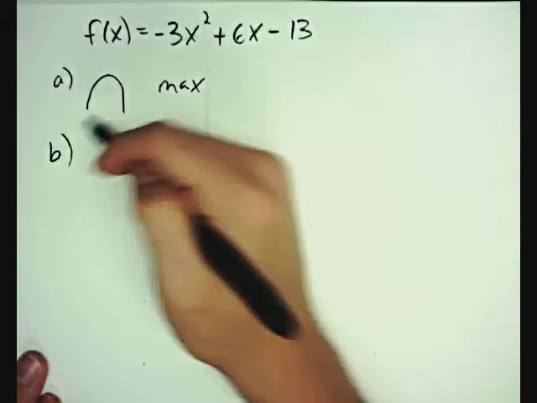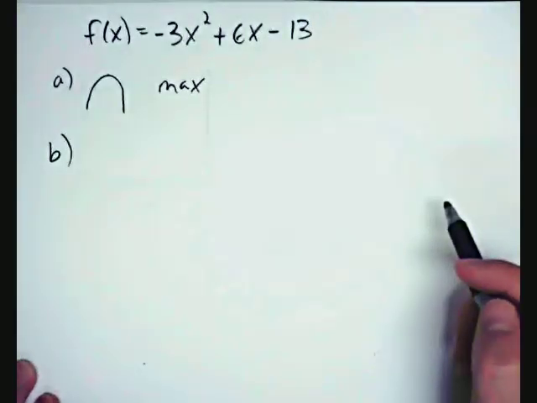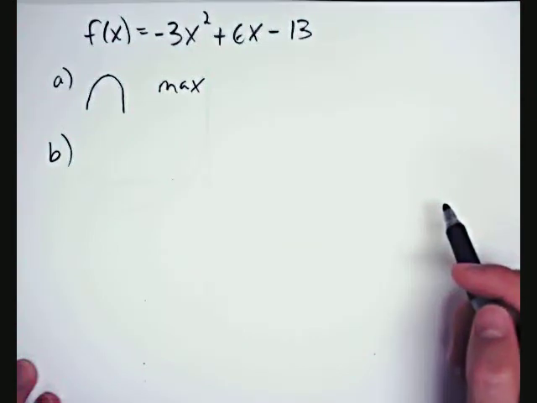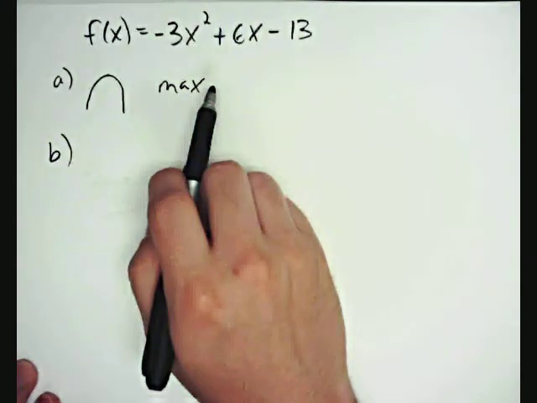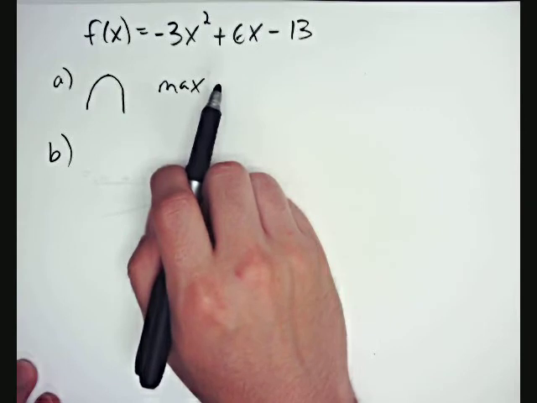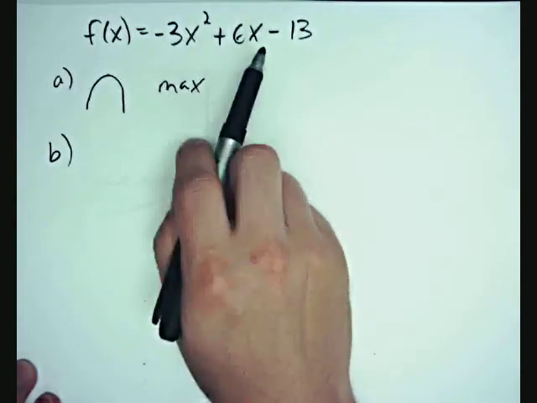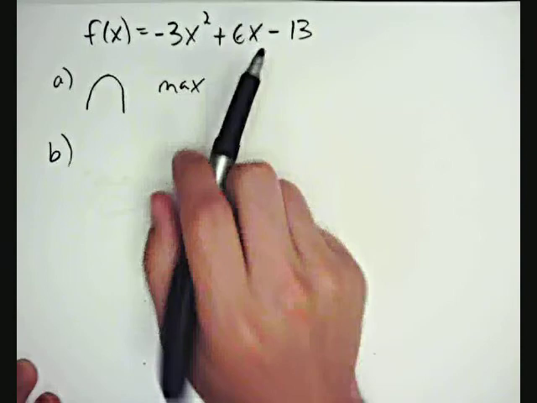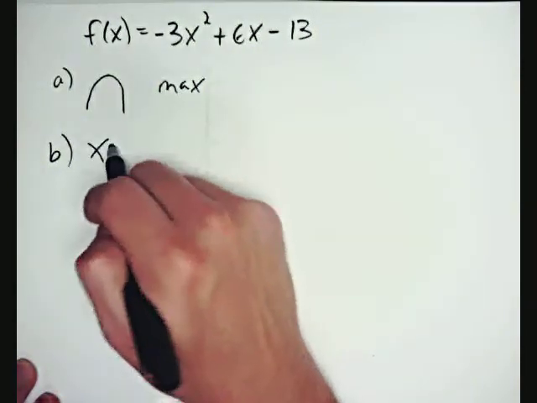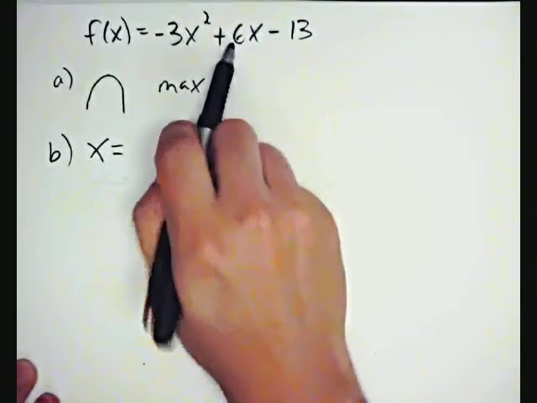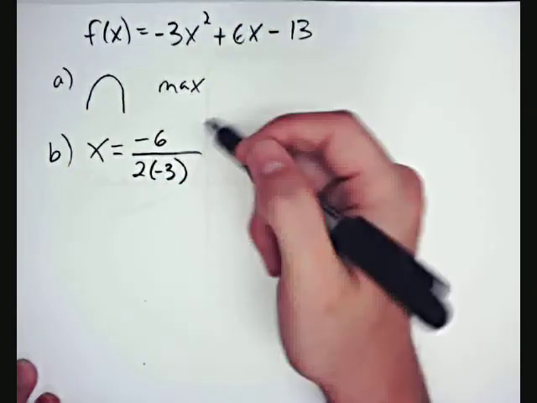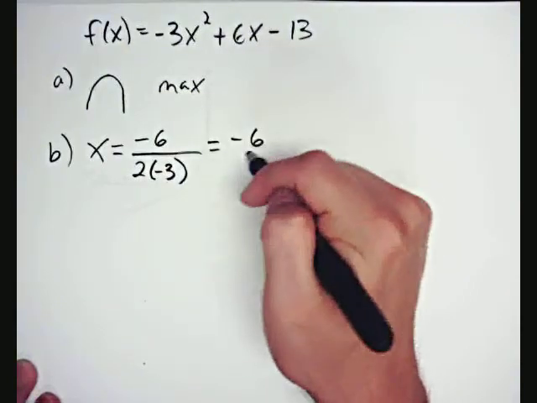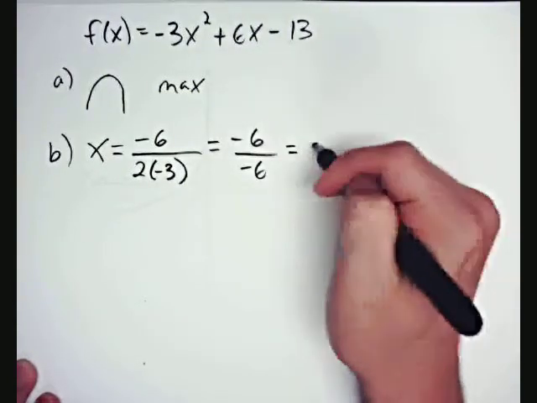B says, find the minimum or maximum value and determine where it occurs. Well, we have a maximum, and the minimum or maximum of a quadratic function always occurs at the vertex, so we need to find the vertex. It's in general form, so we would want to use the vertex formula. X equals the opposite of B, that's negative 6, over 2 times A, which is negative 3. So this is negative 6 over negative 6, which is positive 1.